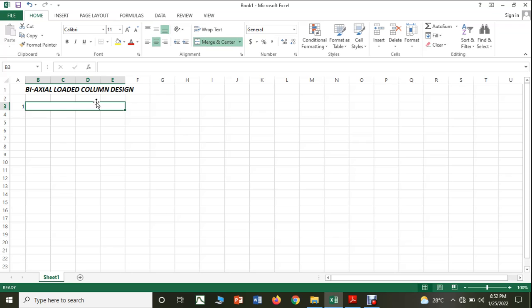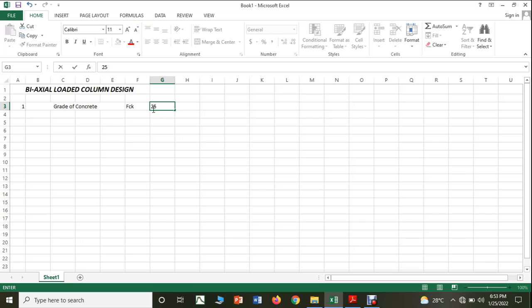So the grade of concrete. Usually it will be represented in the form of FCK, so I can write FCK. Usually the grade of concrete, let us take now as 25. So that is the first step, the grade of concrete.